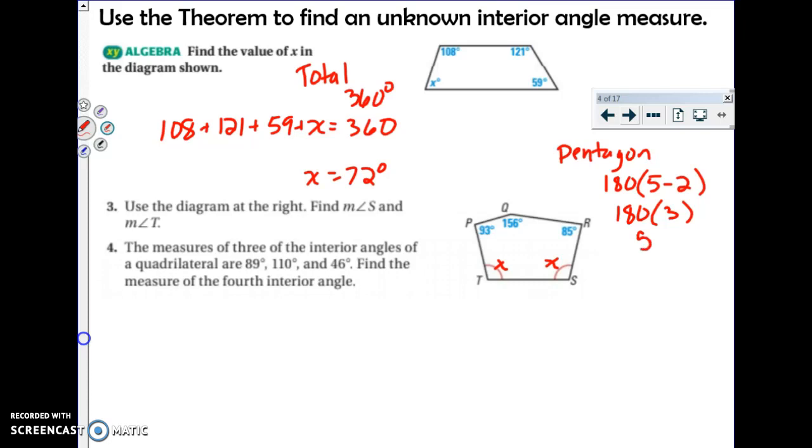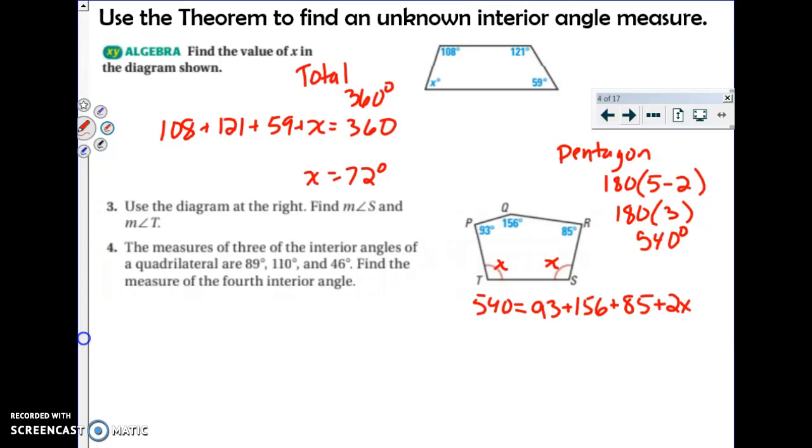I just want to make sure I got that right. Yeah, 540. Yeah, 8 times 3 is 24. Okay. So that's how much all the angles together add up to. So now I'm going to go ahead and set up my equation. Plus 2x's. It totals up to 540, and then you can go ahead and solve for x and find out what those are going to be.